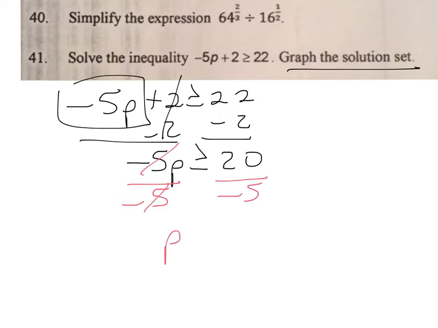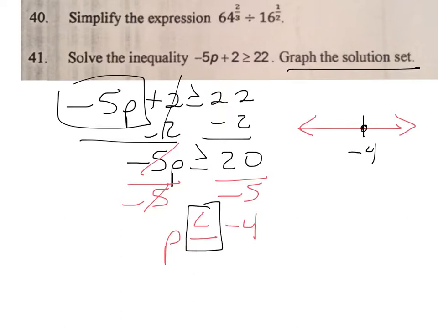Alright, and I get p. Now remember, when you divide or multiply by a negative number, the sign switches, and 20 divided by negative 5 is negative 4. So, just draw yourself a number line, put negative 4 in the middle. We know it's solid because of the inequality. And I need all the numbers that are less than negative 4, and that is to the left.